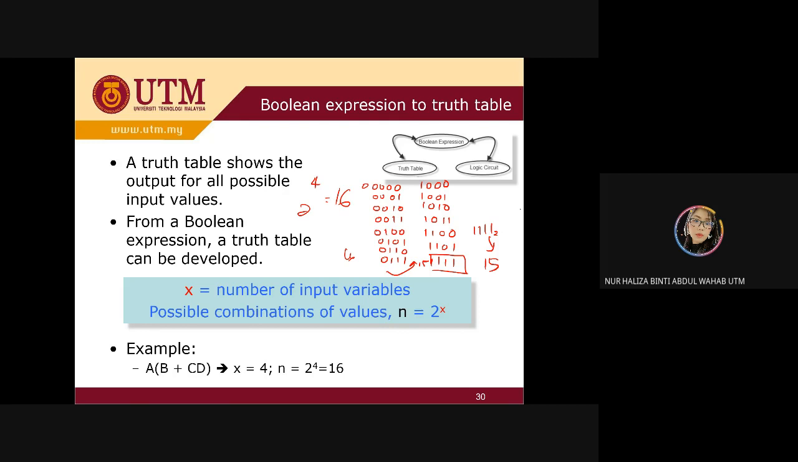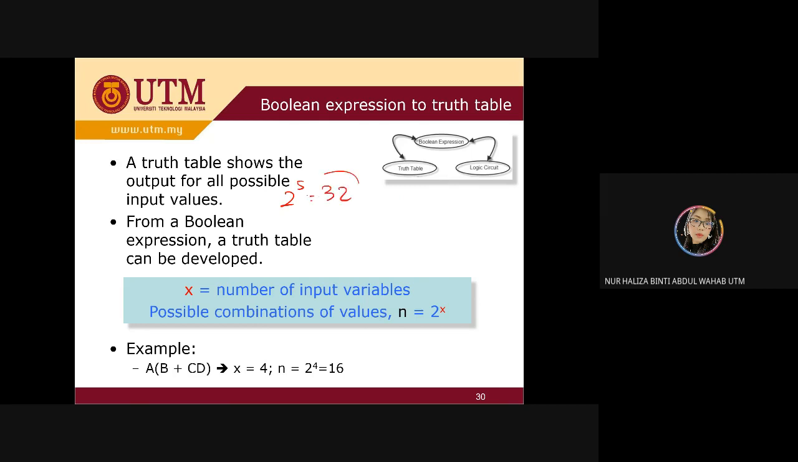And if you have 5 inputs, you're going to have 32 possibilities. 16, then 32. Then you need to draw until 32. It also came up last time in your final exam, if not mistaken, 4 and 5 inputs. So please make sure you know how to draw the truth table for those particular inputs, which are 4 and 5.